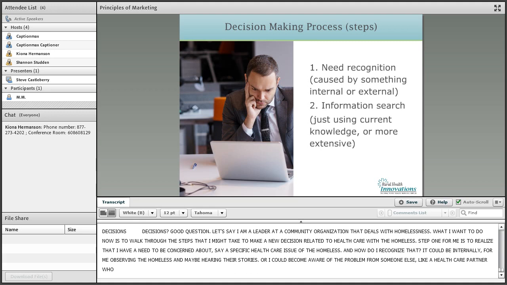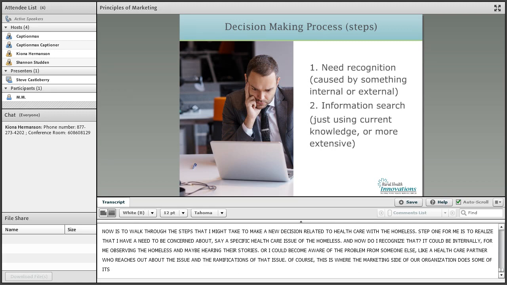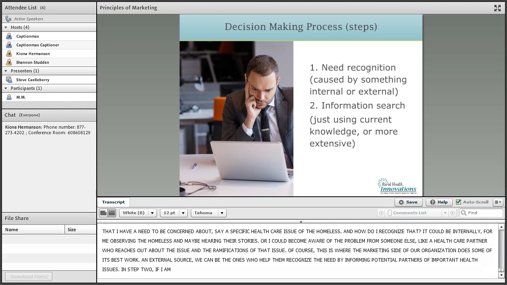Good question. Let's say I'm a leader at a community organization that deals with homelessness. What I want to do now is to walk through the steps that I might take to make a new decision related to health care with the homeless. Step one for me is to even realize that I have a need to be concerned about, say, a specific health care issue of the homeless.